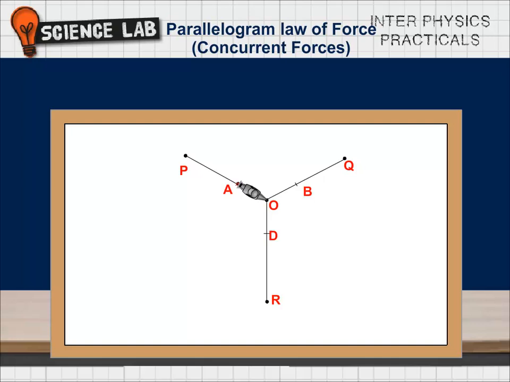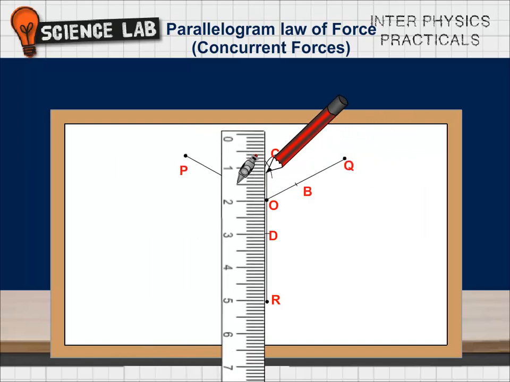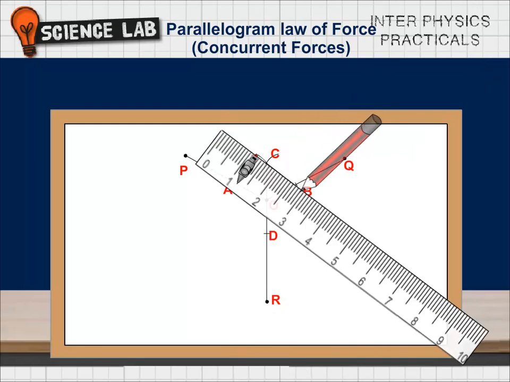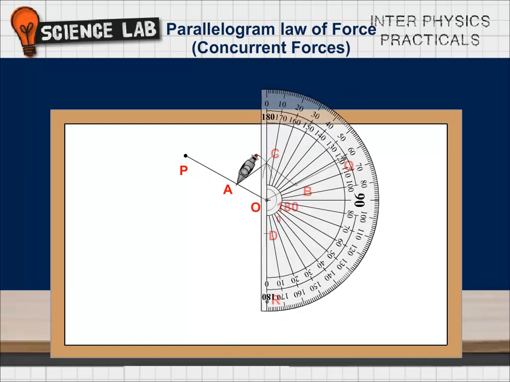Take a compass to mark the resultant force OC from the forces OA and OB. With point B as center and length OA as radius, mark an arc with the compass. The intersecting point of both the arcs is point C. Join the points O and C, A and C, B and C. Resultant parallelogram is formed. Measure the angle COD and note it in the tabular form.